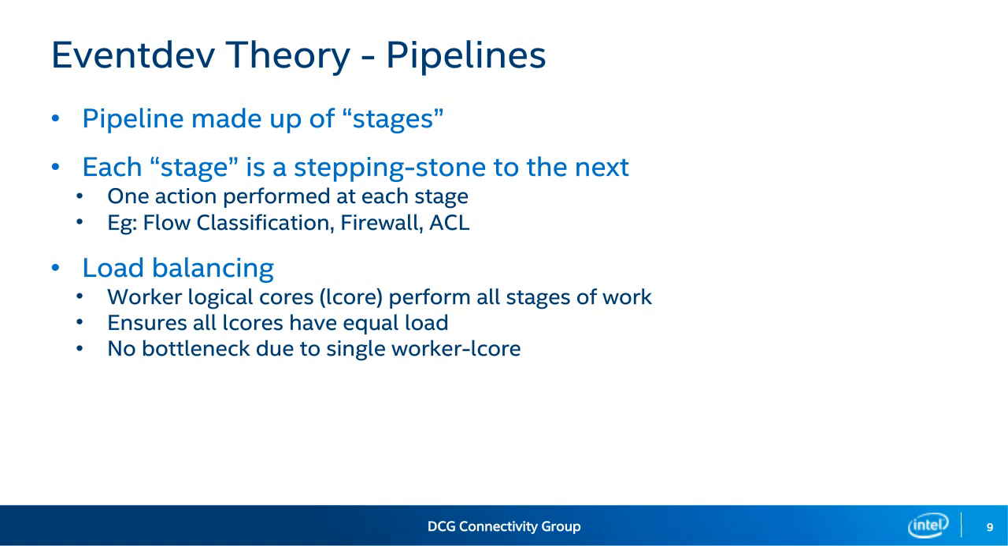And how do you ensure that? Is by looking at the queue depth, the consumer queue depth across different logical cores to make sure they're all evenly loaded.